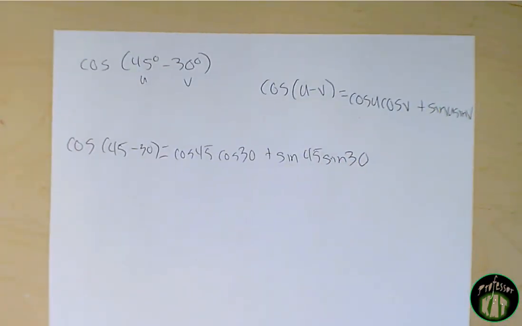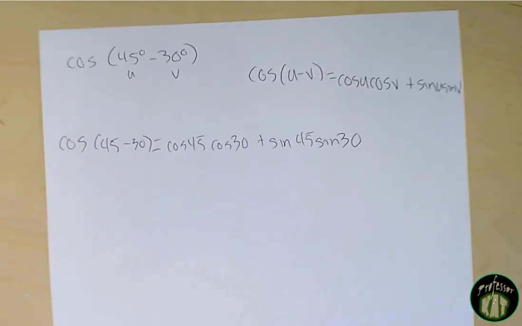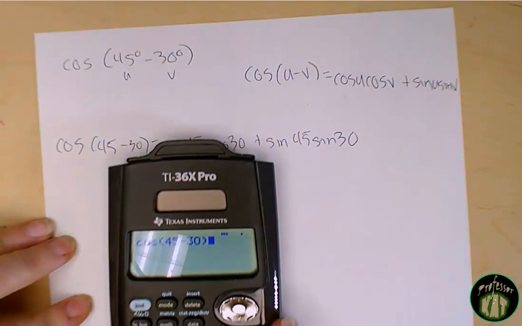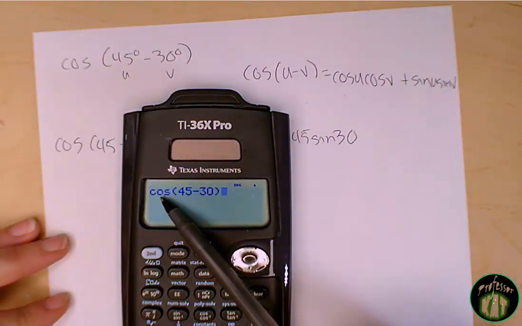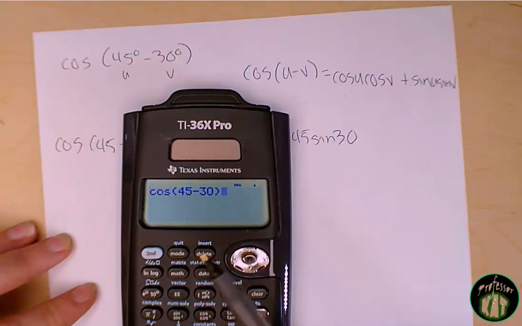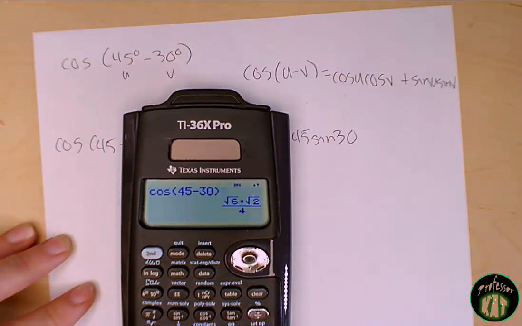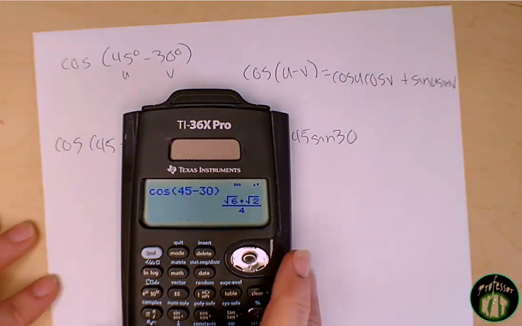Now, if you are a student in a math class and you are allowed to use a scientific calculator, that does make your life a lot easier. You can simply plug in cosine of 45 minus 30. Do make sure that your calculator is in degree mode. Push enter, and it is going to give you the correct solution.